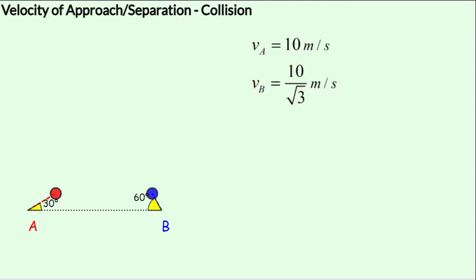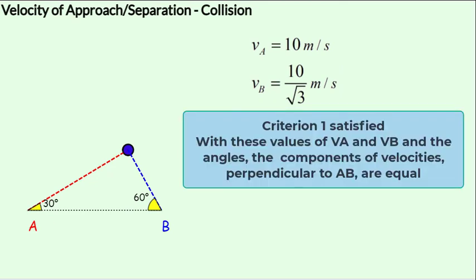If the ball A is released with a speed of 10 meters per second, we obtain the velocity of ball B as 10 over the square root of 3 for a collision to take place, by substituting these values into the previous formula, which was VA times sine of 30 equals VB times sine of 60.